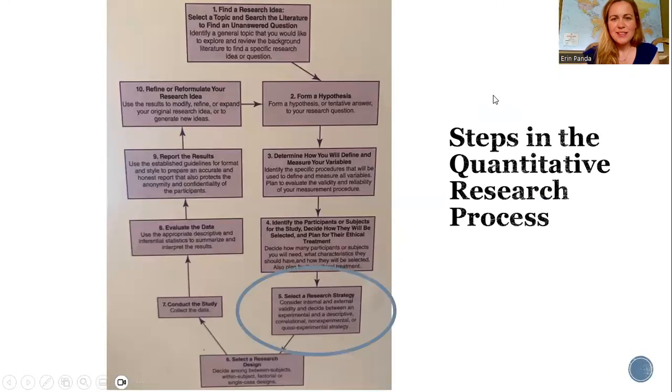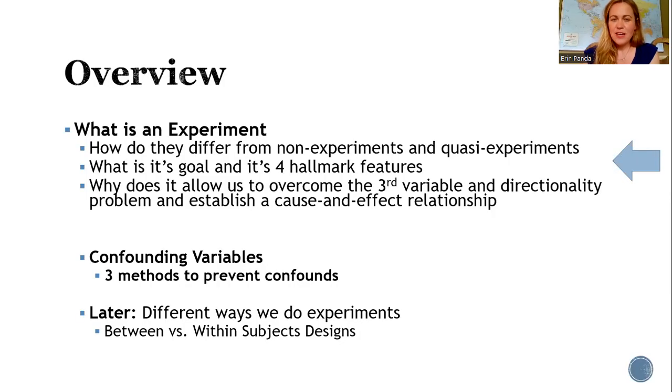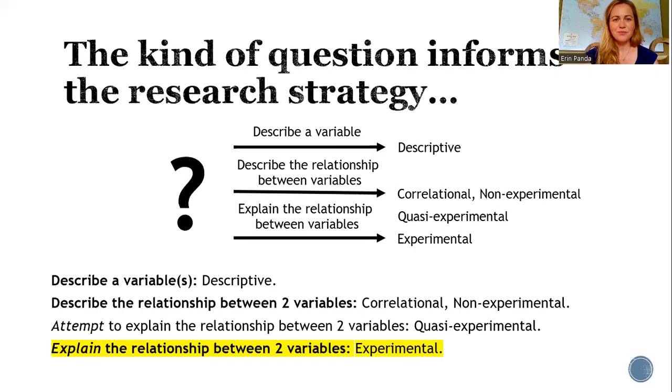Here's where this video fits in the context of our course and in the whole research process. In this video, you're going to be learning about what is an experiment, how it differs from non-experiments and quasi-experiments, and what is so special about an experiment that it allows us to overcome the third variable and the directionality problem in order to establish a cause and effect relationship.